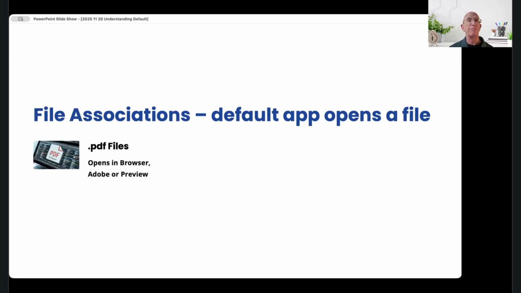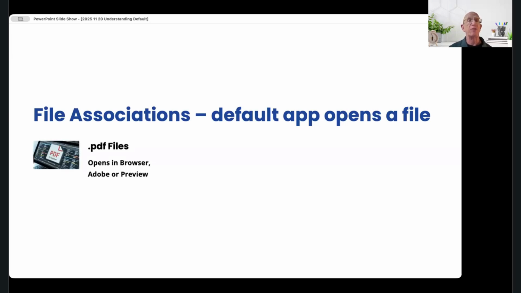There's file associations. That's a default app that opens a file. We talked a little bit about web browsers. A web file is a file. And so when you click on a web link, there's a default app that opens up that web page. But when you open up say a Word document or a Pages document or a PDF document, there is a default app that's set up in your operating system or in your device's settings that will determine what app is going to open that up.